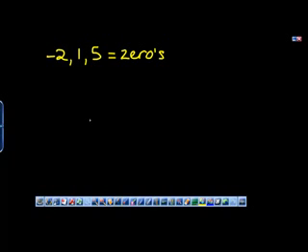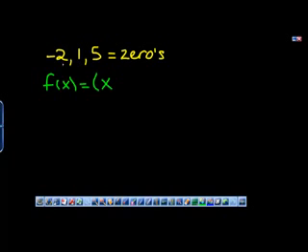With this knowledge and the knowledge of zeros, we can now sketch a graph. If I tell you that the zeros of a function are -2, 1, and 5, I want you to sketch this graph and write it in standard form. Remember to write it in standard form.